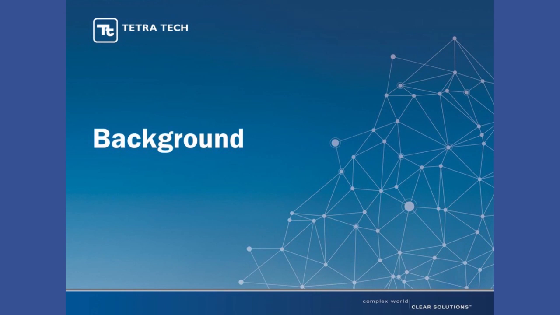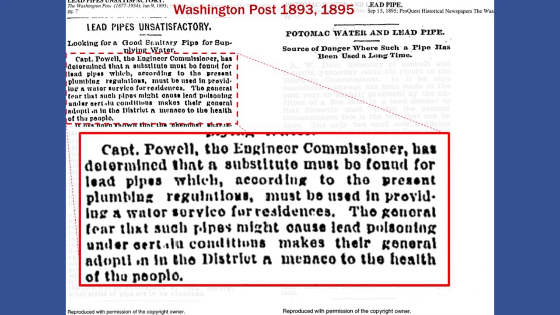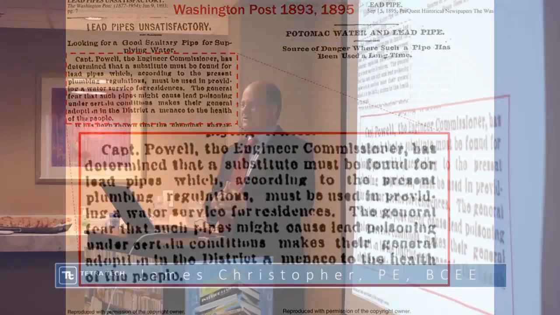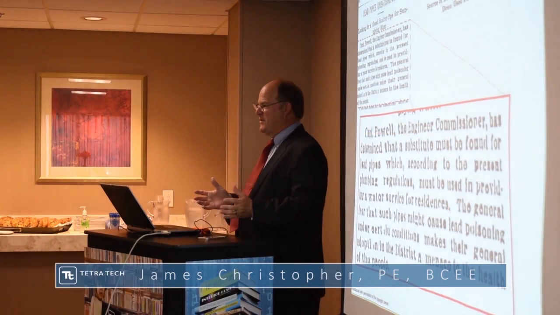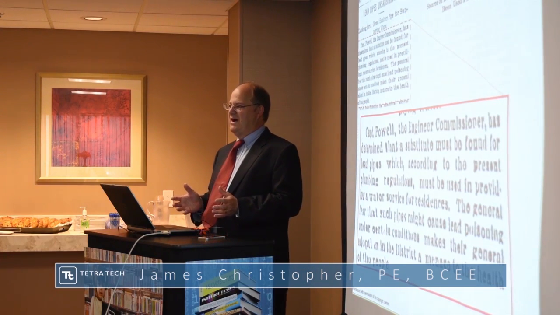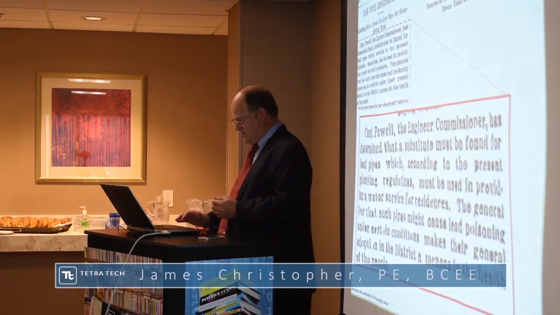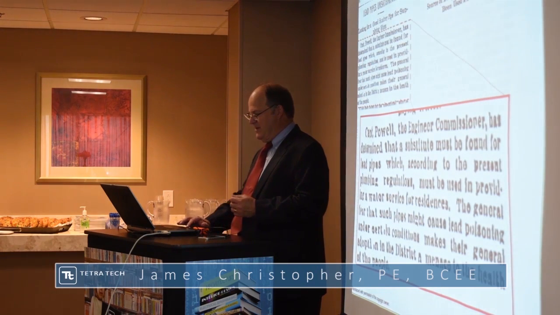So, by way of background, Dave found this clipping from the Washington Post that dates back to 1893, where the engineering commissioner has determined that maybe we should find something to supply water other than lead pipes, because there might be a health concern there. But if you read the article, at the time, the plumbing regulations mandated that people use lead pipes. That was pretty common practice, and it has been for a long time. So a lot of the older systems especially have a good number of lead pipes.